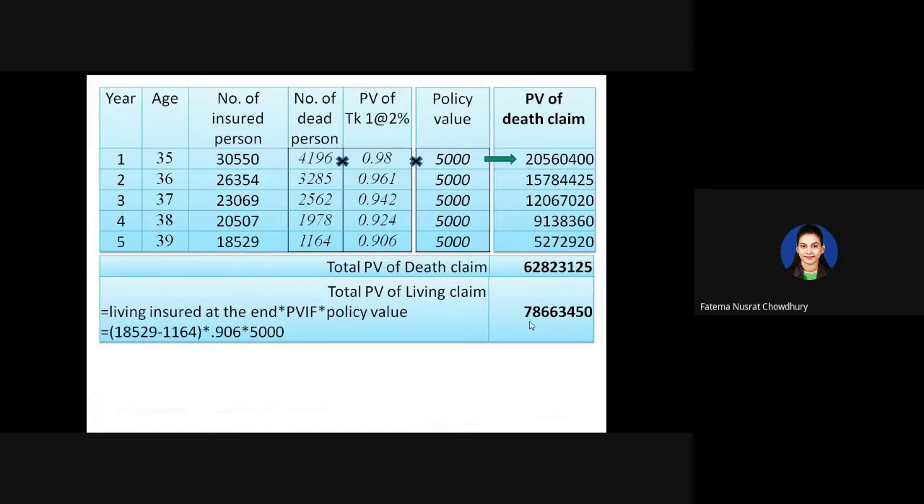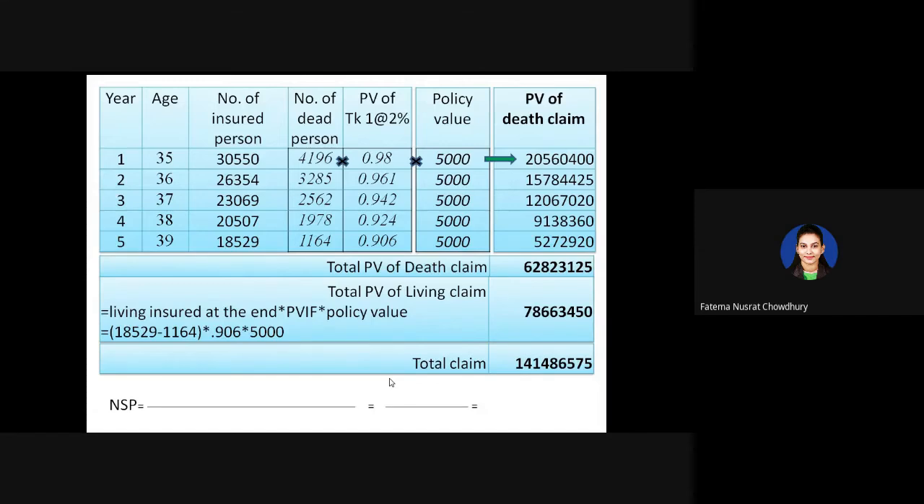And as we are doing the math of endowment, we need the total claim amount, so we are adding up the death claim and living claim to get the total claim. So now we are going to calculate NSP. NSP is basically a division between two values. First, the total claim, which we have calculated, and the lower part contains the number of insured at the beginning of the year. It is given for year 1, the total number of insured is 30,550.